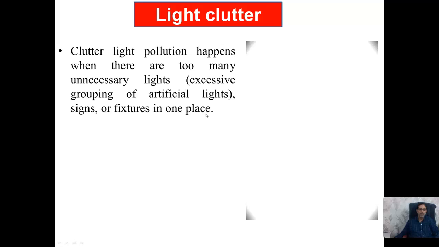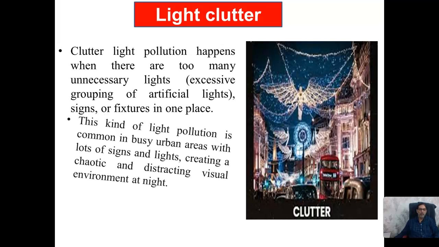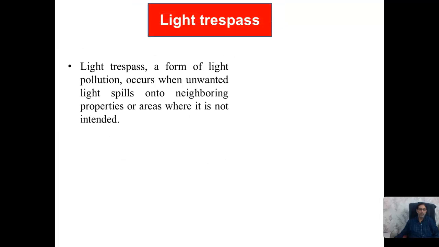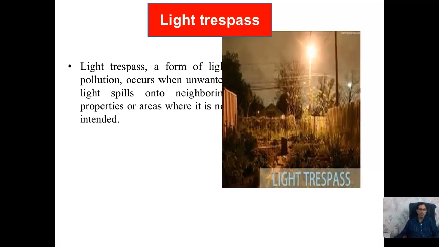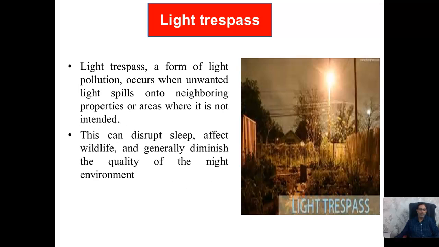Then light clutter. Light clutter is basically the pollution which happens when there are too many unnecessary lights, you can say the excessive grouping of artificial lights, signs or fixtures in one place. This kind of light pollution is common in busy urban areas with lots of signs and lights, creating a chaotic and distracting visual environment at night. Then light trespass. This is a form of light pollution which occurs when unwanted light spills onto neighboring properties or areas where it's not intended. This can disrupt sleep, affect wildlife and generally diminish the quality of the night environment.